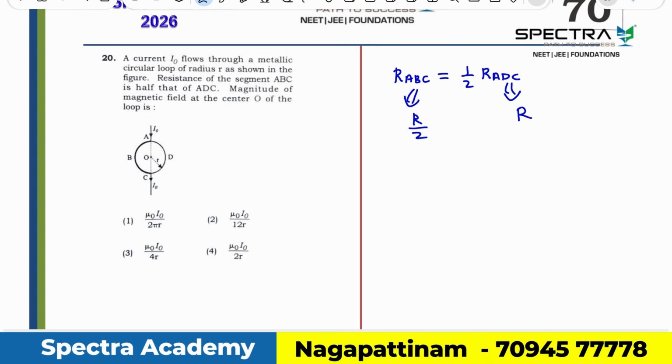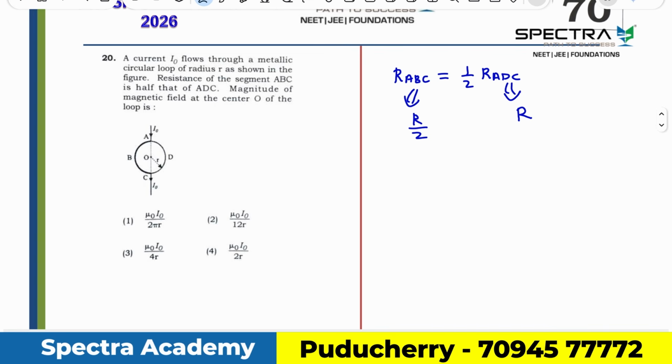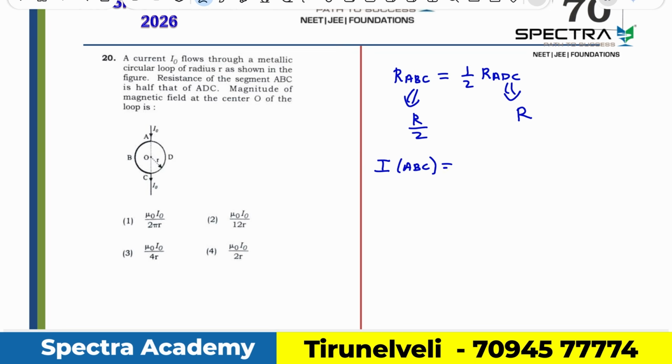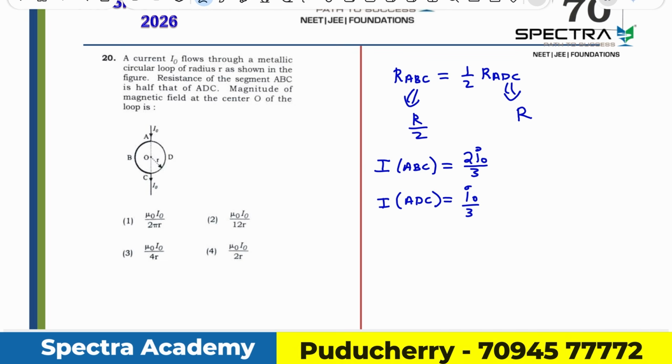Then automatically I can tell what the current through ABC will be. Current of ABC will be equal to 2 I naught by 3, right? 2 I naught by 3. And what will be the current through ADC? It will be I naught by 3. Now I want to find the magnetic field, right?